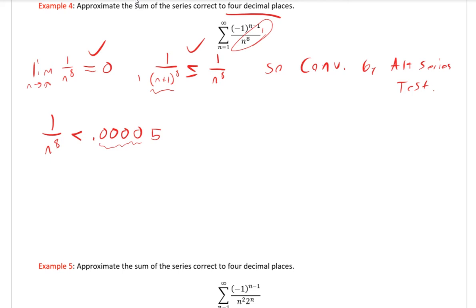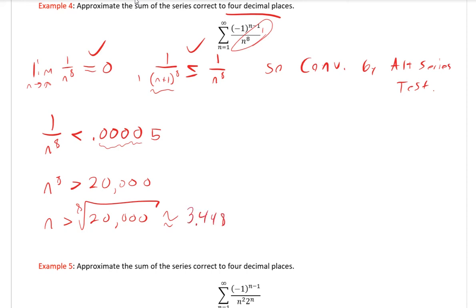Evaluating this inequality takes very little time. Reciprocal both sides, you get n to the 8th is greater than the reciprocal, which is 20,000. Then you take the 8th root of both sides, so n is greater than the 8th root of 20,000. And the 8th root of 20,000, take 20,000 to the 1 divided by 8th power, you get 3.448. So n needs to be bigger than 3.448, which means n needs to be greater than or equal to 4.